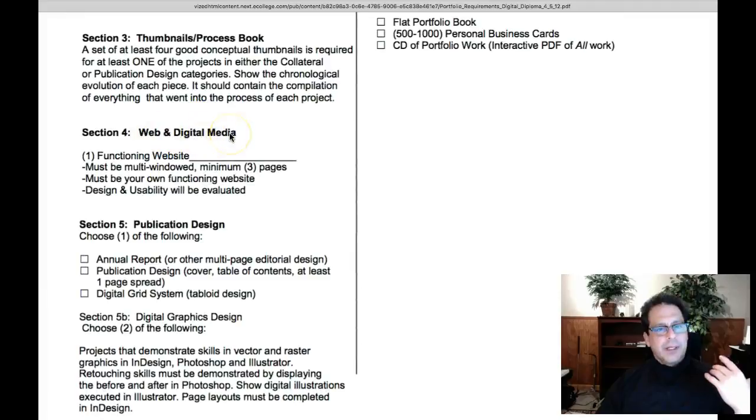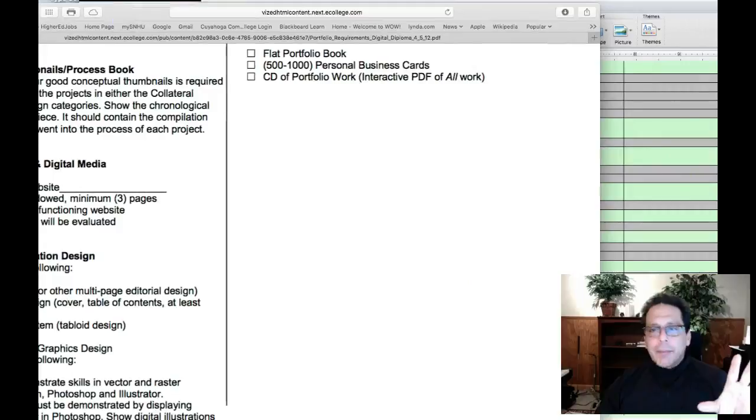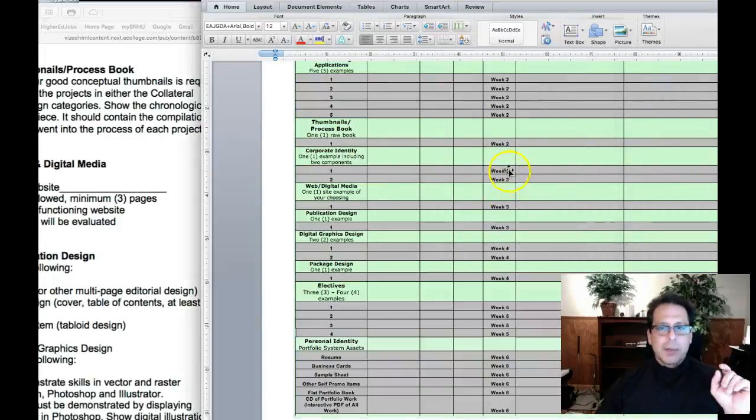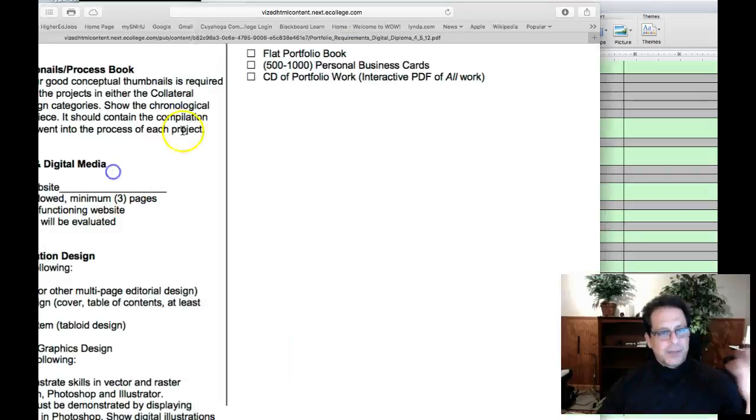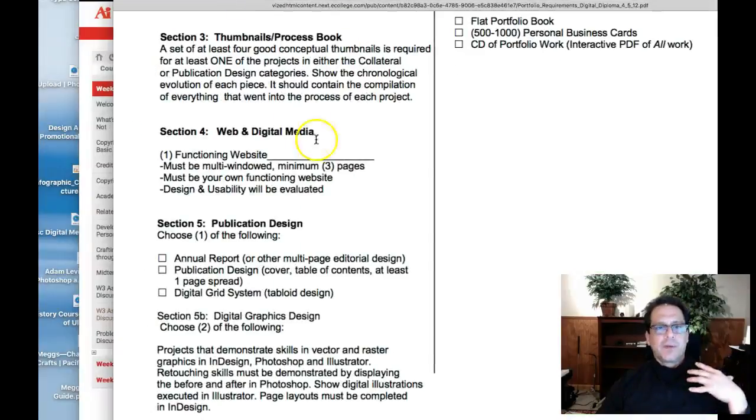web and digital media. Okay, and where am I getting that from? I'm going back to this and I'm looking at week 3. So in week 3, excluding corporate identity, we have web, digital media, and we have publication design. Those are the only things due for week 3. The web, digital media, that means a website. So let's go over here and take a look at what exactly those mean.